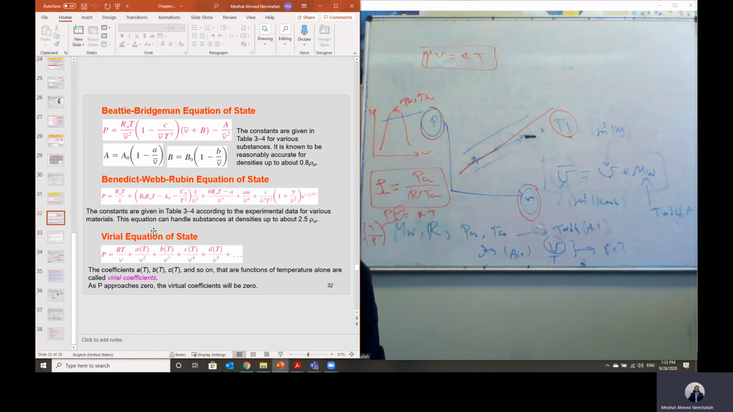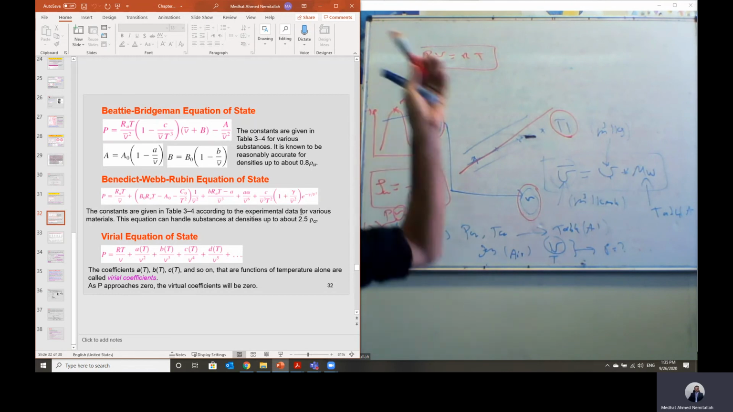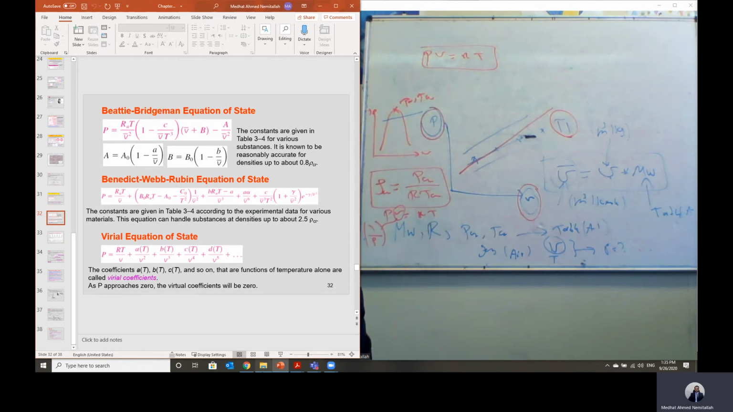And this equation can predict the actual volume of the gas, or it can be applied accurately even above the critical condition. It can be applied to a density equal to 2.5 of the critical density. So it can be applied even when the conditions are higher than the critical condition. So this equation is a very accurate equation.